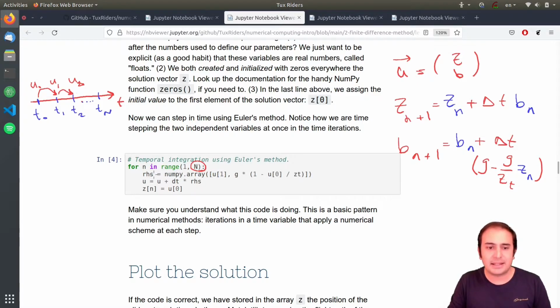So we say that the right hand side, you remember that it was u, z, and b. So this is z, and this is the definition of b. You can see it here. And then the u, this is the famous Euler method, the Euler equation. And then Zn equals u0, because u0 is actually z.